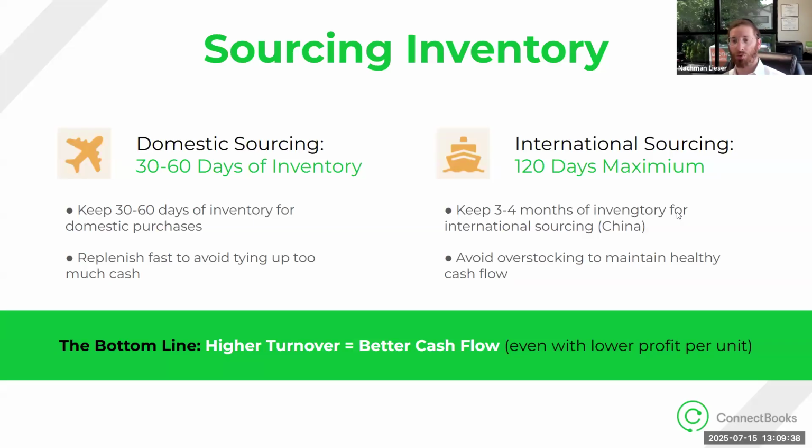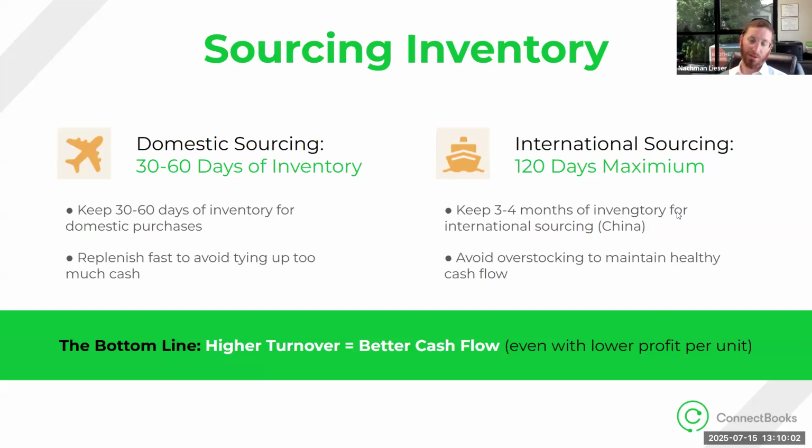So if you have inventory that you bring in from overseas and inventory that you're buying locally, what we want to do is separate the two. There are ways to do it in ConnectBooks, where you can run different reports by brands, suppliers, categories, and so on. For domestic, we want to keep it to not more than 30 to 60 days, and from overseas, not more than 120 days.